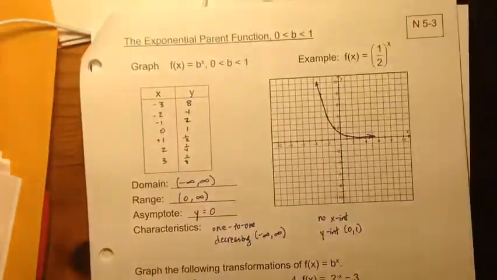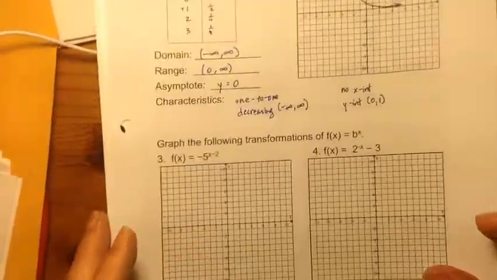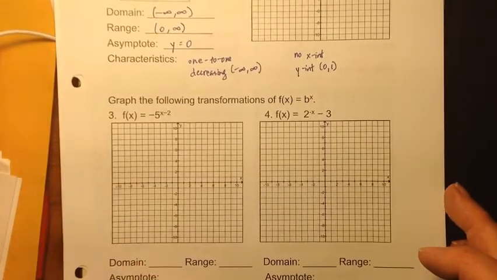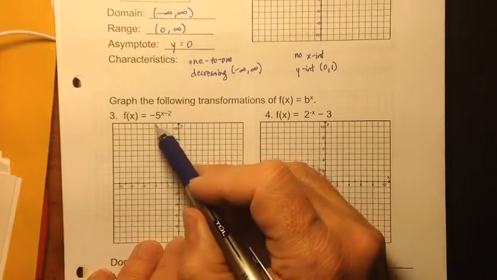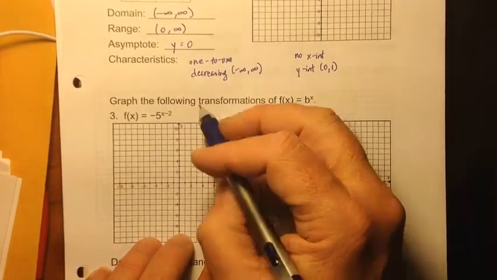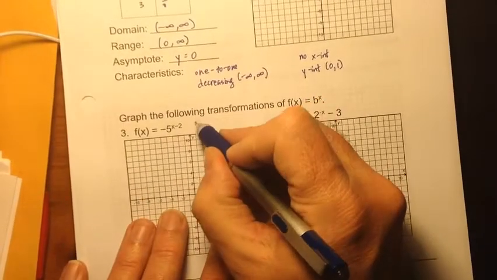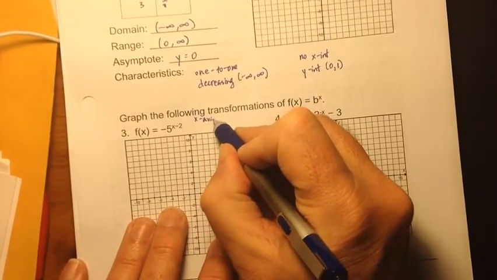All right? Okay, so let's look at some transformations then. Graph the following transformations of f of x equals b to the x power. So our first one, we have negative 5x to the negative 2 power. So I've got this negative in front. That tells me it's going to have an x-axis reflection.